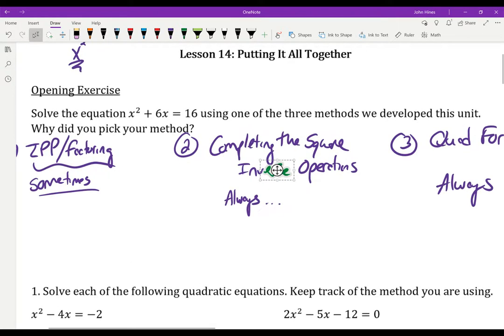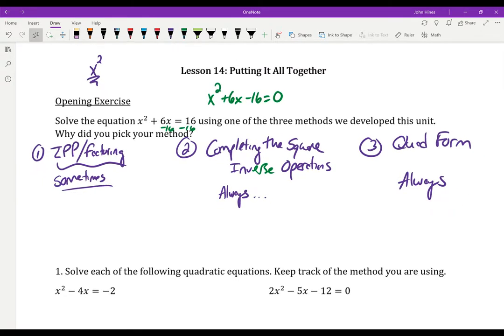So for this quadratic equation here, x squared plus 6x, watch what I'm going to do. I'm going to subtract 16 from both sides because regardless of what we're going to use, we're going to want it set equal to 0. So take a second right now and pick one of these three methods to solve this quadratic equation. They all work for this one. Pick one of the methods and go with it. So pause the video and try to solve that.